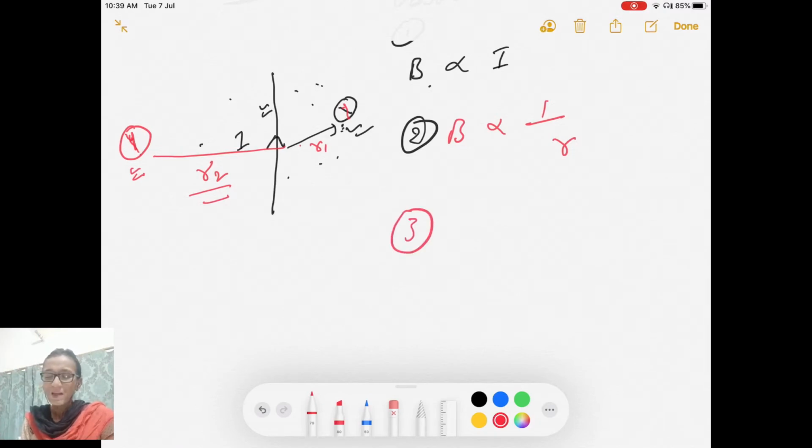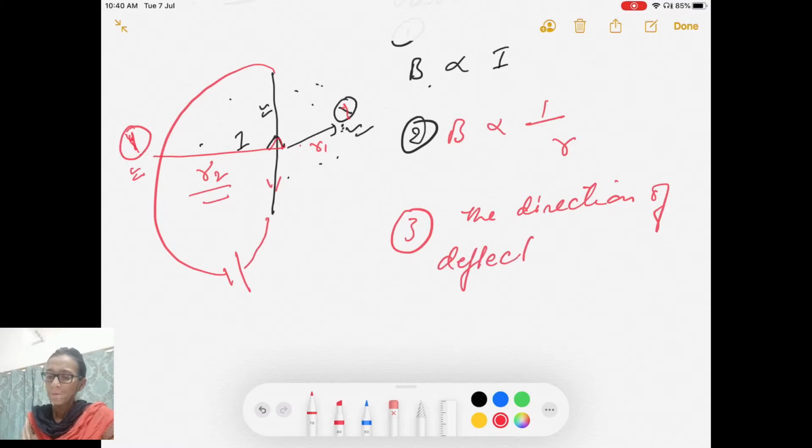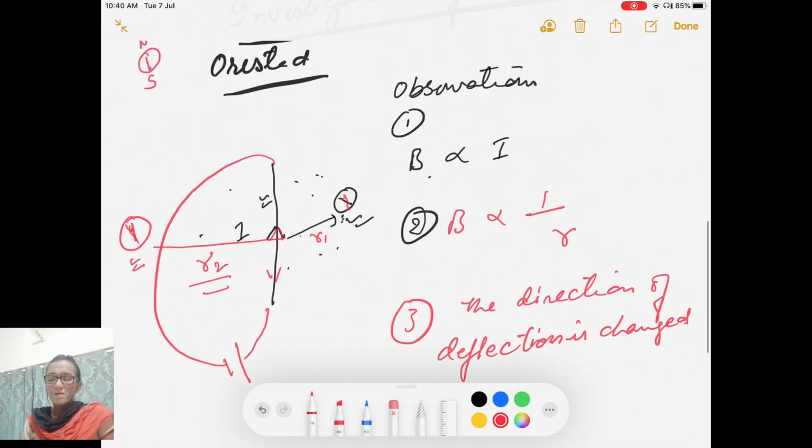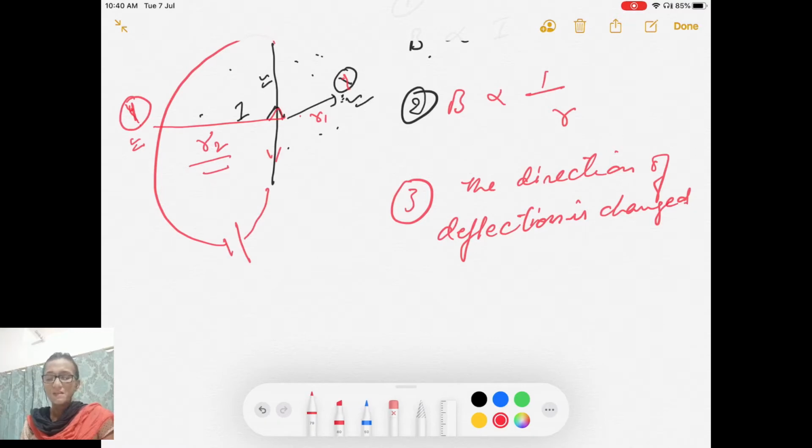Now the third thing: he changed the polarity of the current. Initially the current was going in the upward direction. When he made the current flow in the downward direction, the direction of deflection changed. All these observations he did.